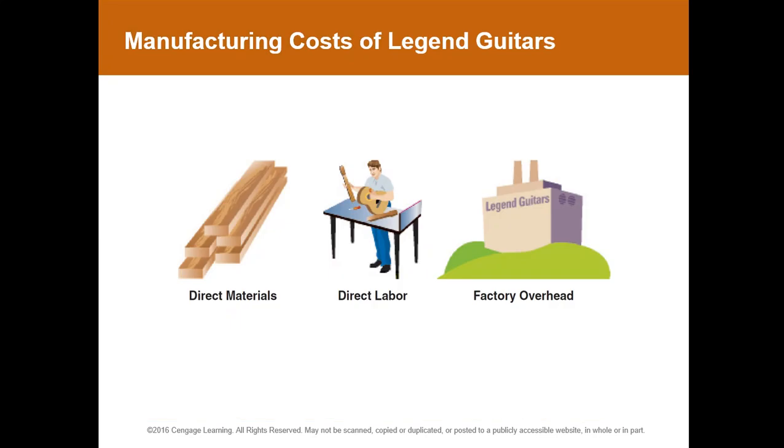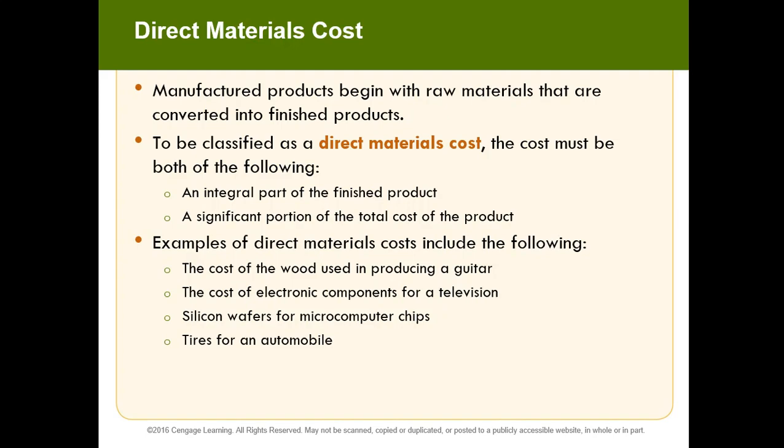And there's an example. Direct materials, again, the wood. Direct labor are the actual people touching that thing and putting it together. And factory overhead is anything we have to pay to support that factory. The rent on the building, the property taxes, the utilities, the depreciation on the machinery in that facility.